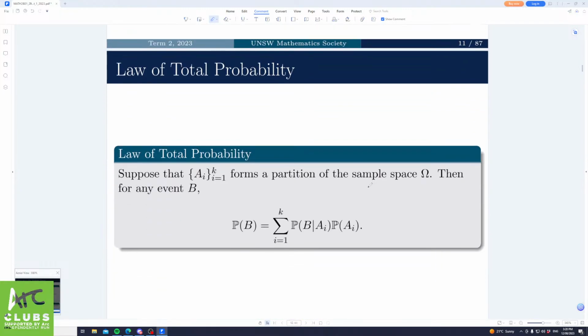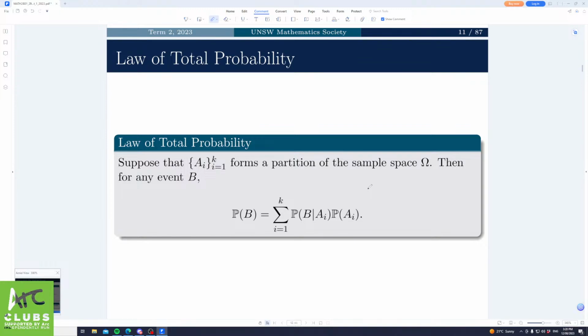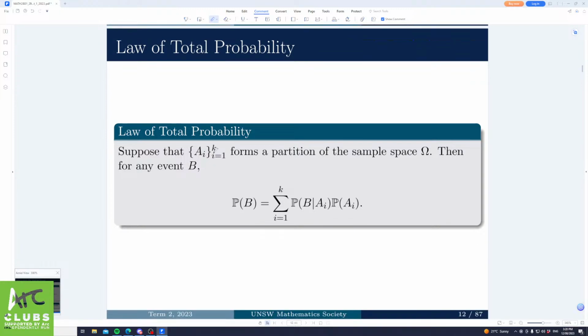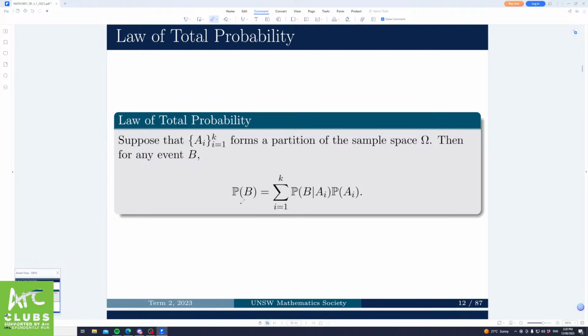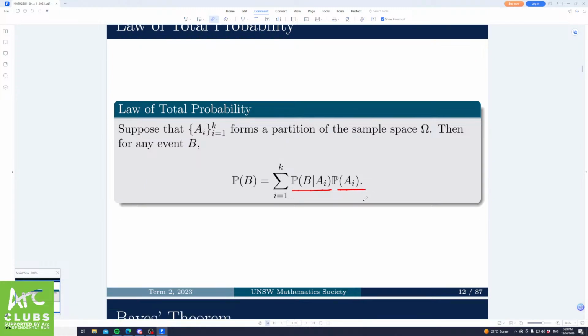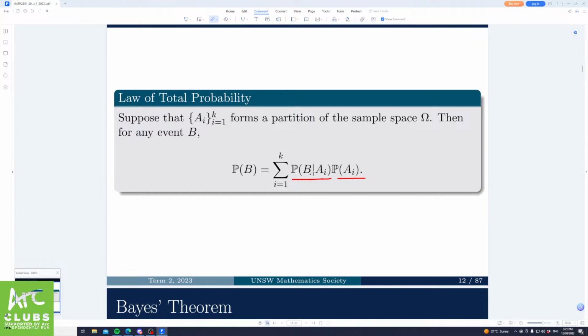Law of total probability is quite important, especially when it comes to Bayes' theorem. So suppose that sets A subscript i form a partition of the sample space. Well, then for any event B, we can write the probability of B as the sum of probability of B given A_i times the probability of A_i. And the formula looks a bit confusing, but if you let B be, for example, the number of 18-year-olds in Australia.